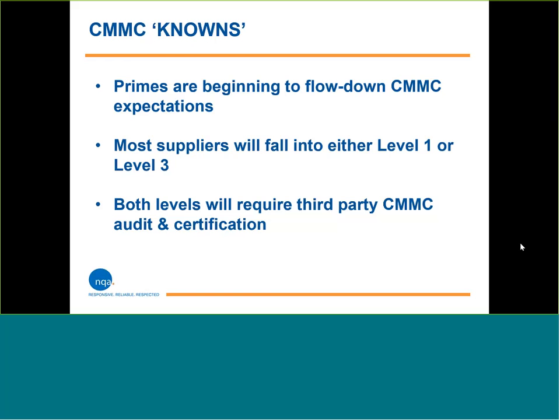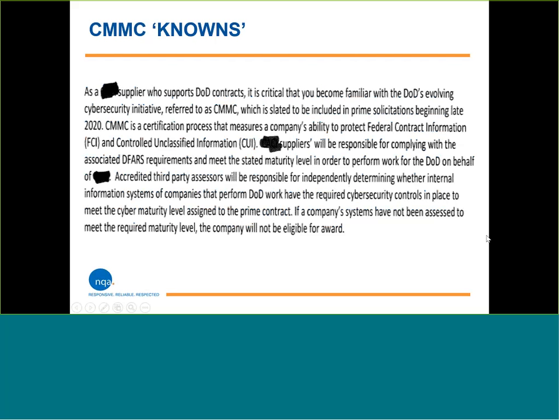We also know that primes are very in tune to this, and they've begun, really probably over the past year at this point, flowing it down or at least making their supply chain aware of it. As we said, most will fall into level 3 or level 1 suppliers, but both require that third-party audit and certification. As an example of that, this is just one that we've seen. This was early this year, actually, from a prime contractor to its suppliers, basically, paraphrasing, saying that, we are aware of this, and we know that you help us support that DoD contract. You therefore need to become familiar with CMMC.